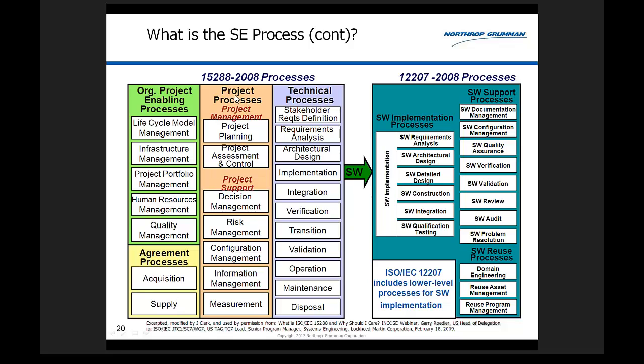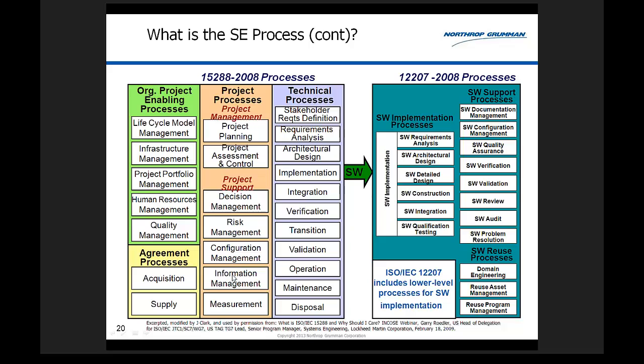Then we have in the orange area the project processes, which are the project management group, project planning, and assessment and control. Plan the project, start it off, and assess it and control it. Make changes in the plan or change the project. Project support is decision management. That's doing trade studies mostly. Risk management, including opportunity management. Configuration management, managing the configuration items, the products that come out.